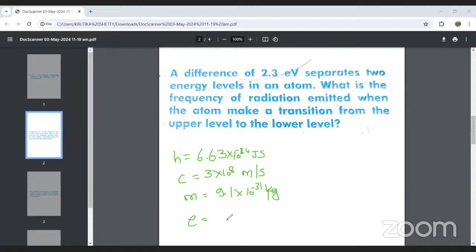Similarly, the charge of the electron is 1.6 into 10 raised to minus 19 coulomb. And the Rydberg constant R is equal to 1.097 into 10 to the power of 7 per meter. So you just remember epsilon naught. Very rarely we may require this, but remember, 8.854 into 10 to the power of minus 12 farad per meter.